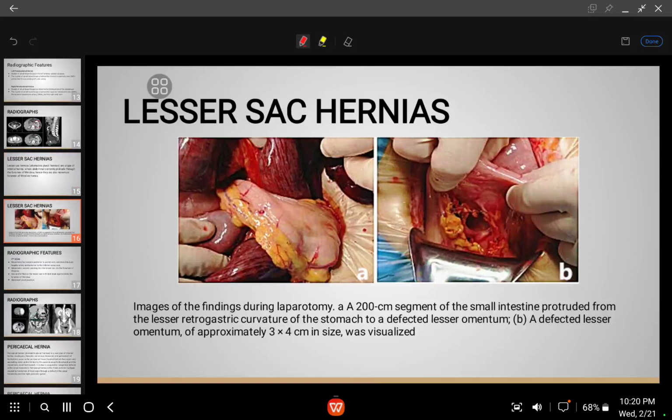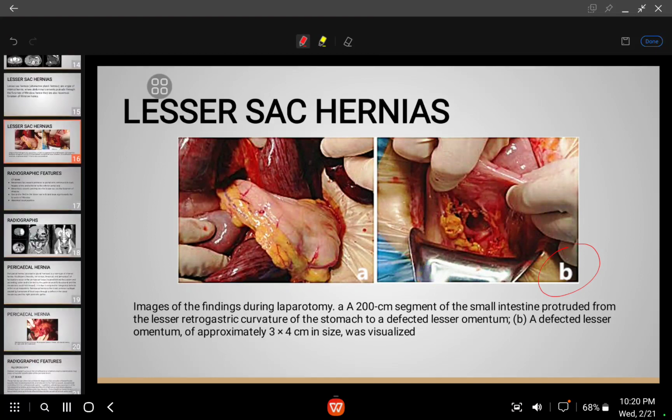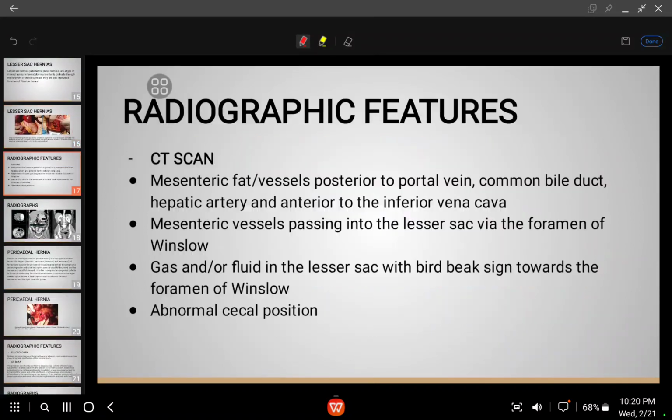A 200 centimeter segment of small intestine protruded from the lesser curvature of the stomach through a defect in the lesser omentum. In the second figure, a defect in the lesser omentum, approximately 3 by 4 centimeters in size, was visualized. So next are the radiographic features.